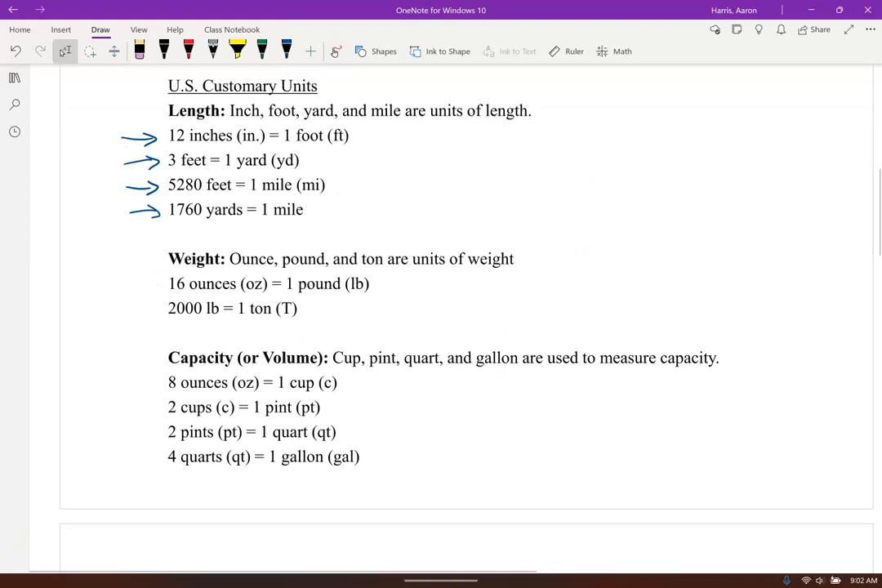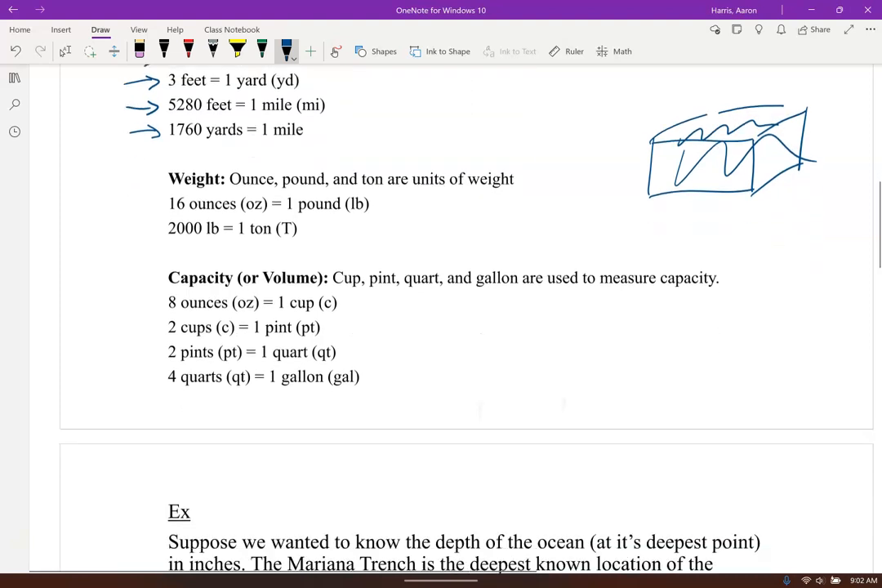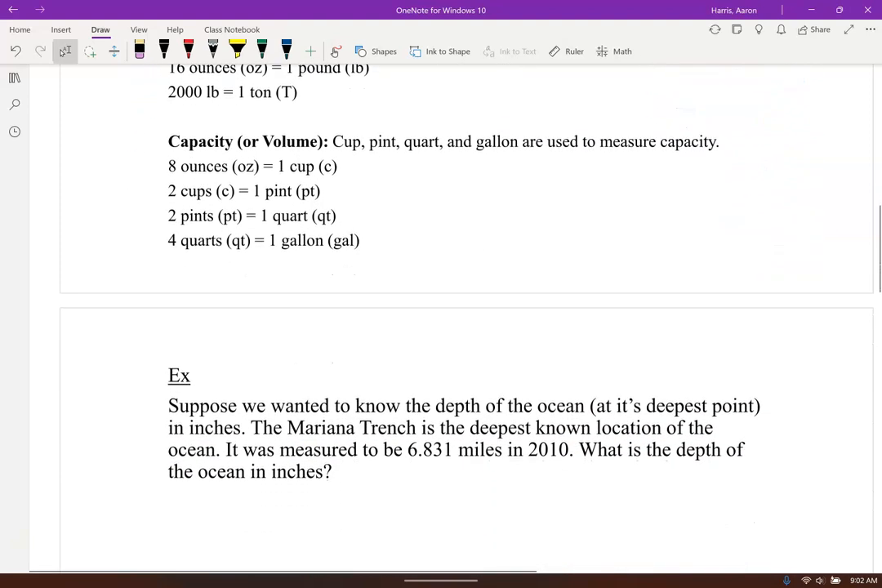For weight, we have ounces, pounds, and tons. How much you weigh. And of course, for capacity or volume, like how many gallons of water are in a swimming pool, for example, how much water is in there would be volume. We have ounces, cups, pints, quarts, and gallons. Okay.